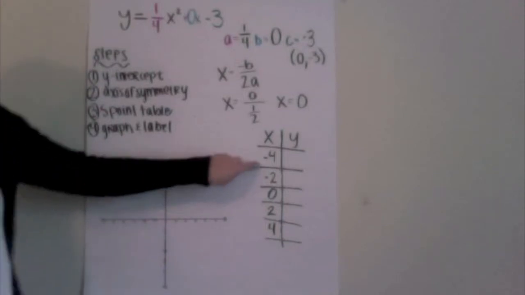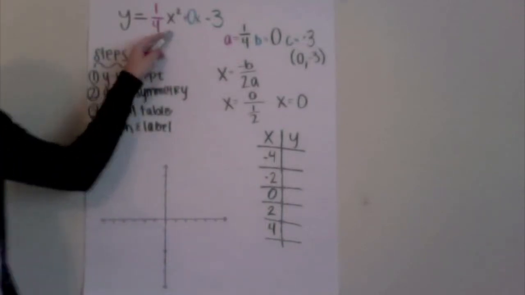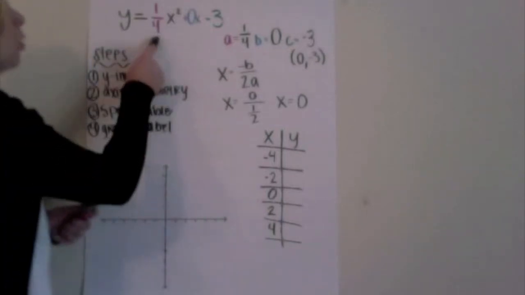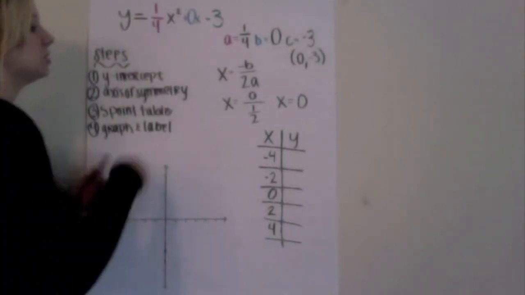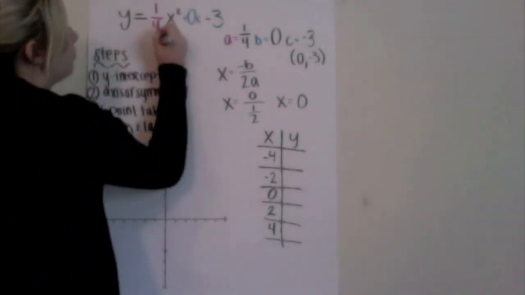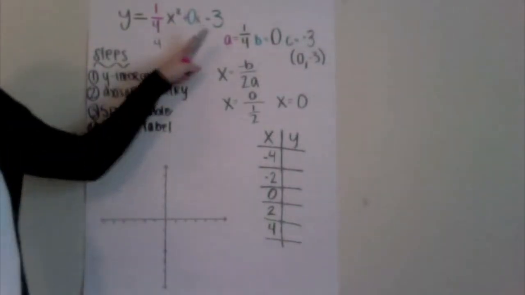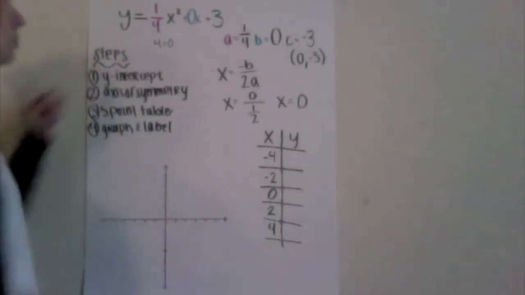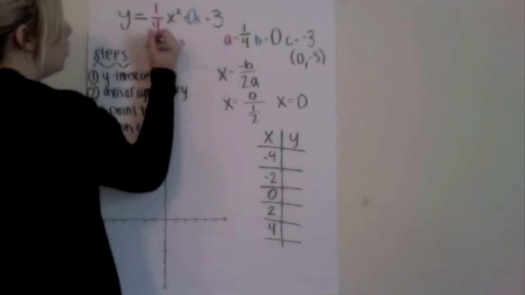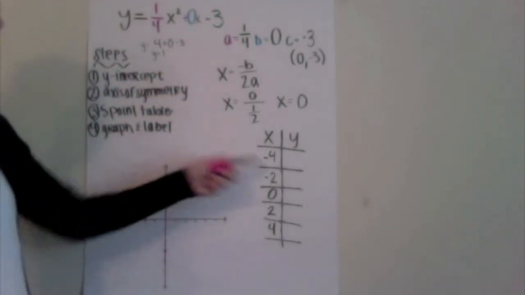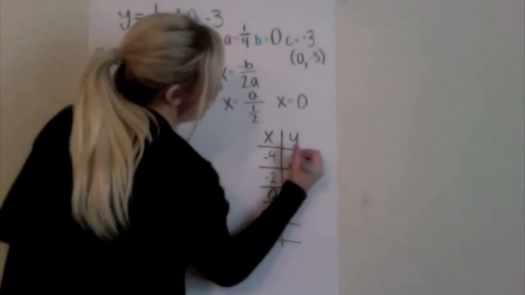So the first one, we're plugging in -4 here. So we get -4 squared, which is 16, times 1/4. So this first thing we have is 4. Then we have plus 0 times -4, which is just plus 0, and then -3. So our y is equal to 4 minus 3, so our y is equal to 1 when x is -4.